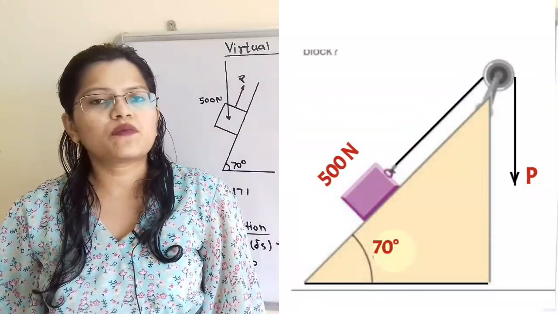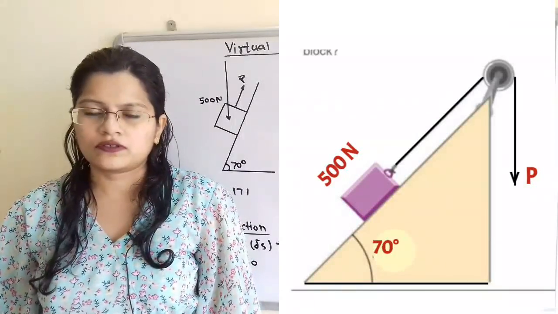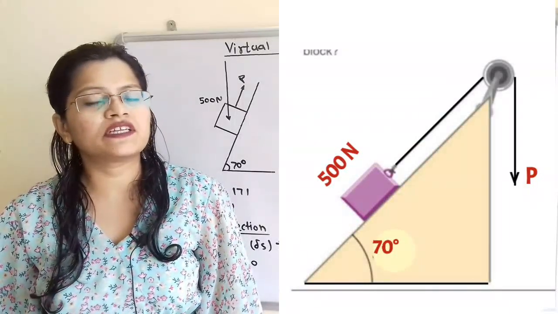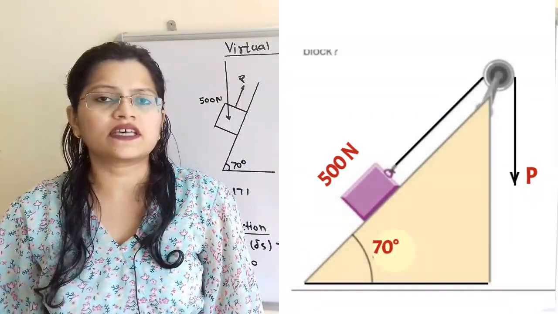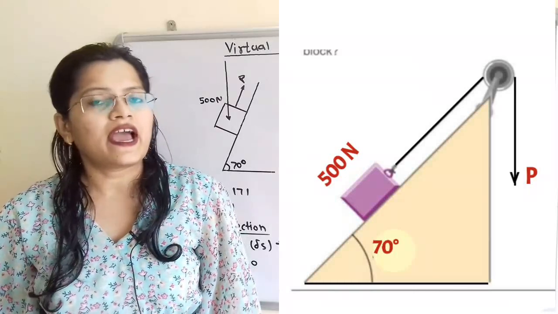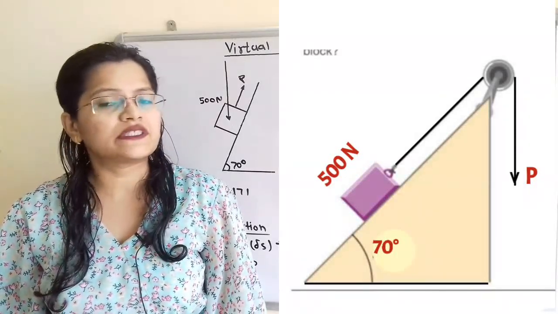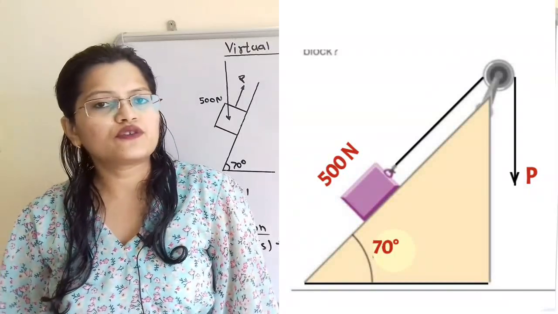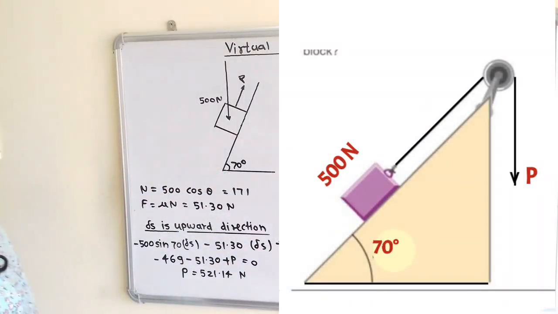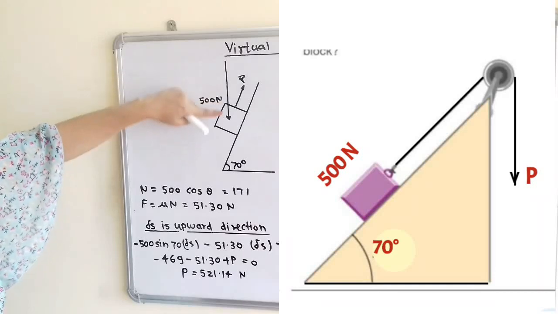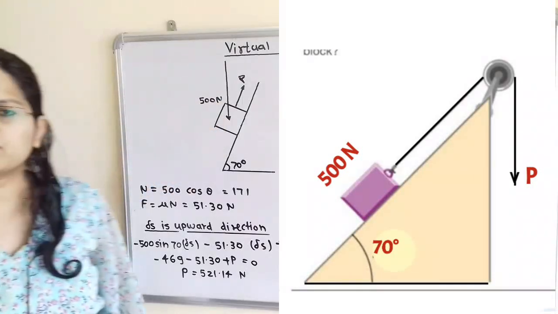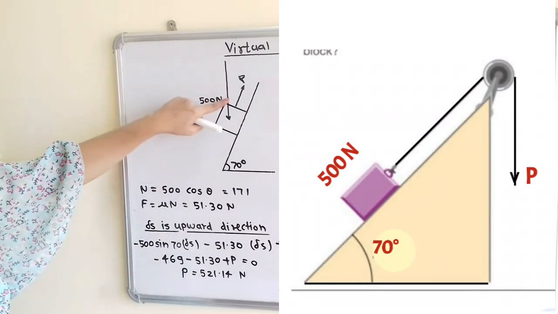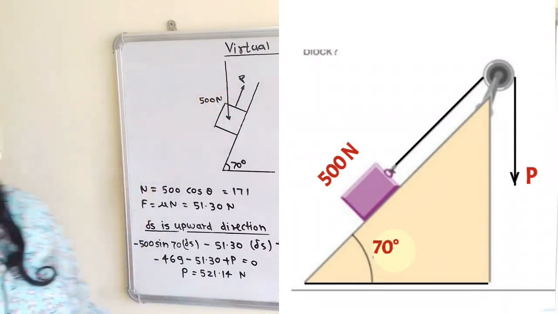We will give a small displacement to the block. So there are two cases. In the first case, we will give the displacement delta S in the upward direction, and in the second case we will give the displacement in the downward direction. We have to show the weight 500 Newton, which will act in the vertically downward direction passing through the center of the block. We have to show the direction of applied effort P.